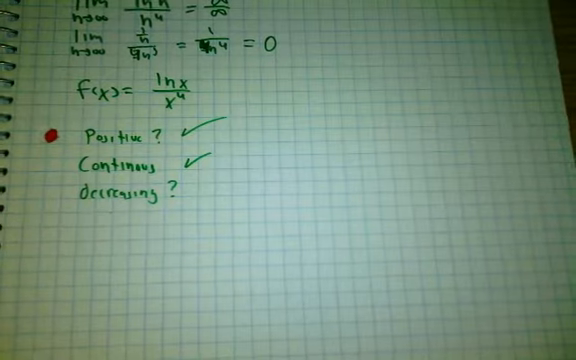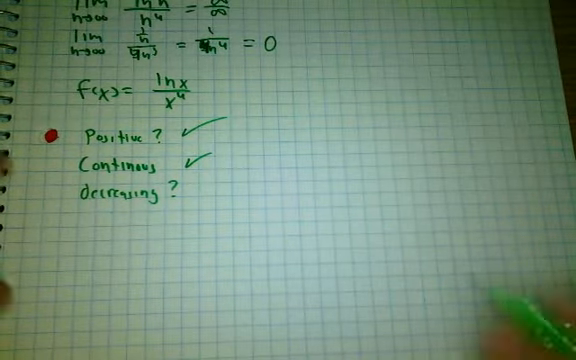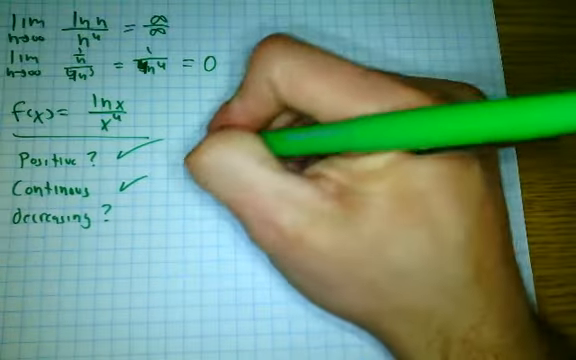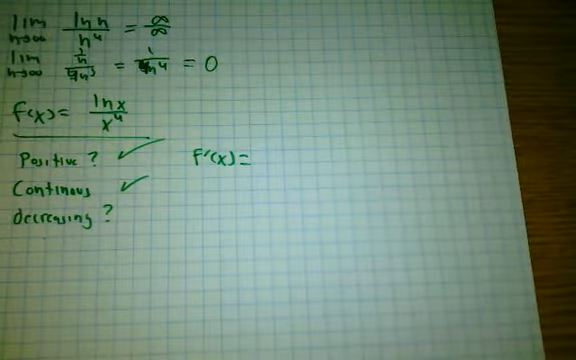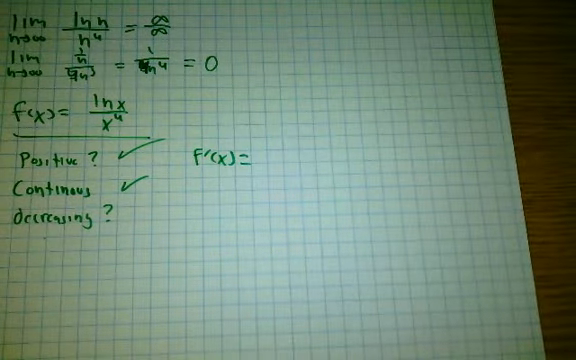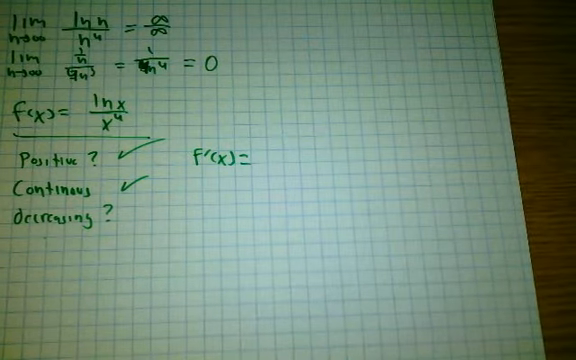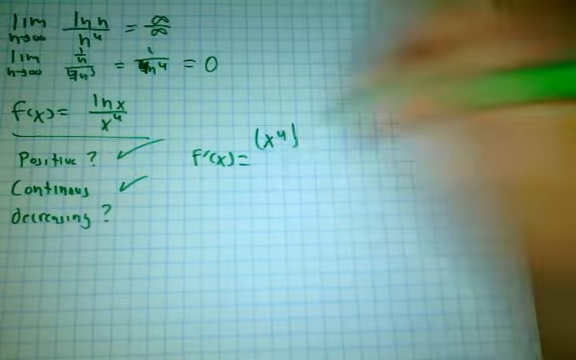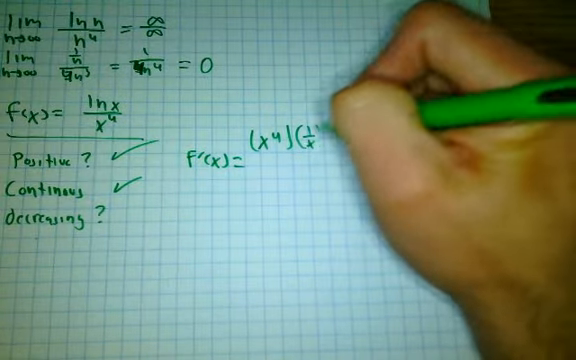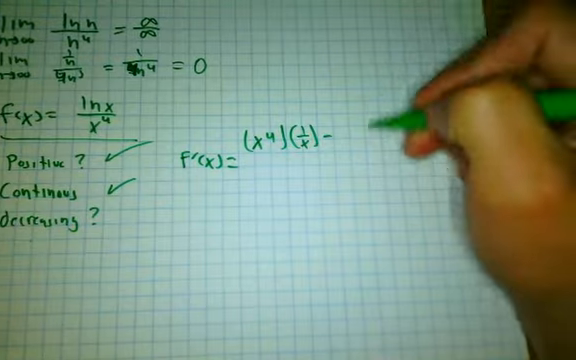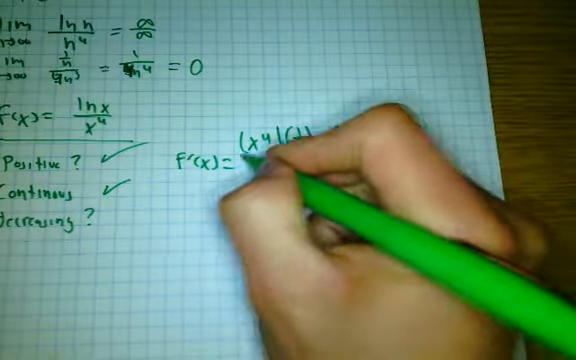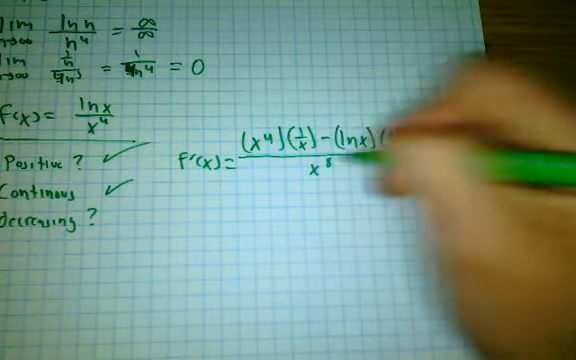So, you know that f of x is this. Yes? I need to find the first derivative. What's the derivative of that? So, we can either use quotient rule or we can use product rule. It's up to you. What do you want to go? Quotient? Alright, so it's x to the 4th times what? 1 over x minus what? ln x times 4x cubed over, technically, x to the 8, right? Okay, so there's the first derivative.